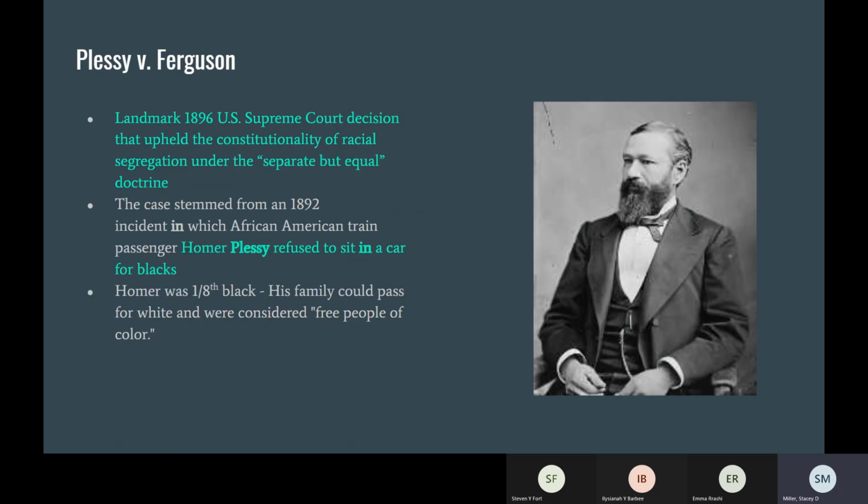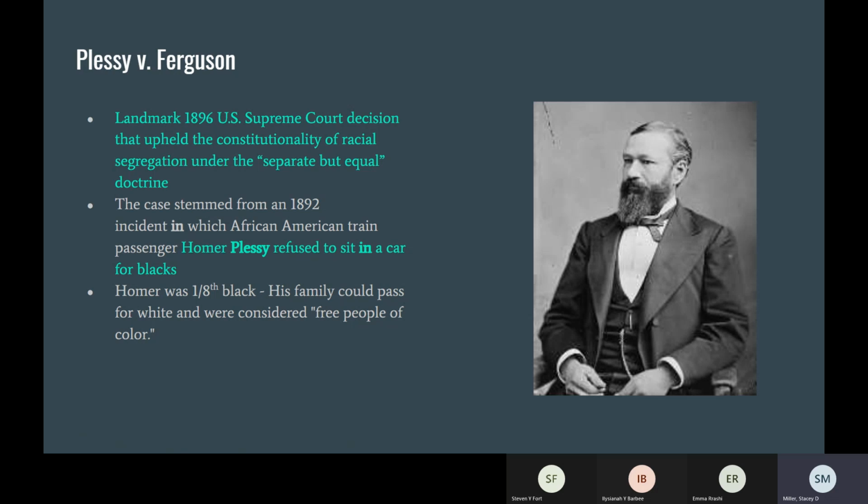We have Plessy versus Ferguson. This is a landmark 1896 Supreme Court case. I think I accidentally messed up the date on the notes, so don't worry. It was a landmark 1896 U.S. Supreme Court decision that upheld the constitutionality of racial segregation under the separate but equal doctrine.